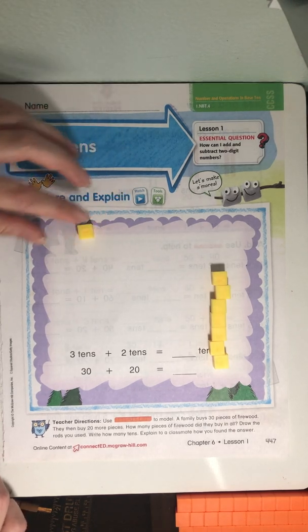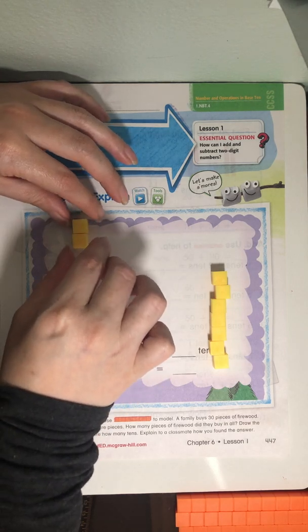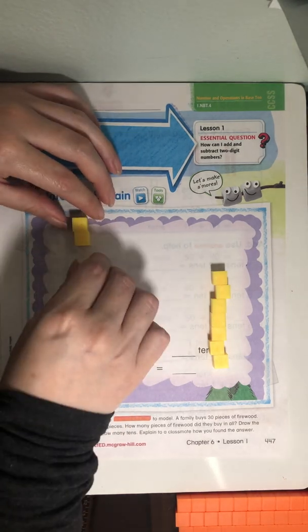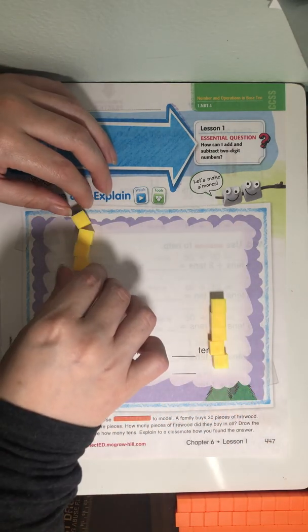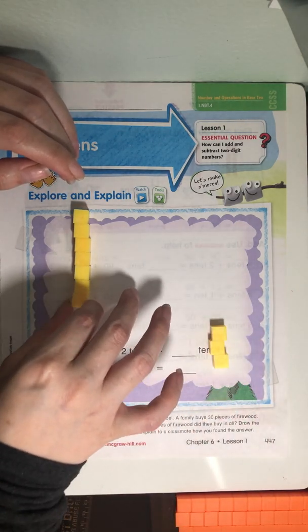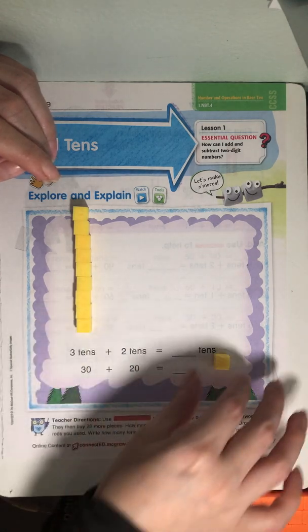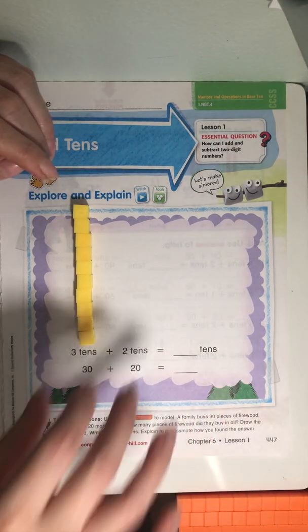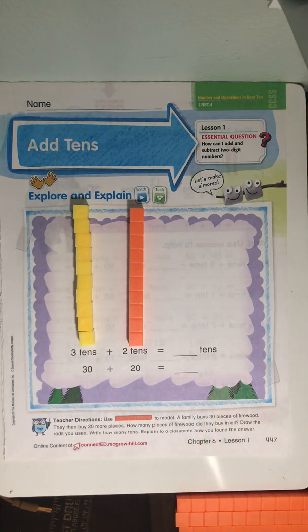These are called ones, right? Because there's just one. But if I put 10 of these together, so I have 3, 4, 5, 6, 7, 8, 9, 10. If I put 10 ones together, then that becomes a group of 10, right?